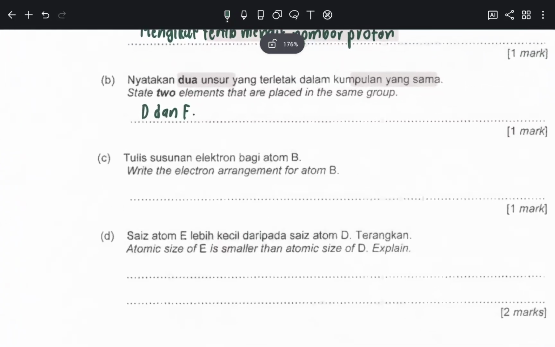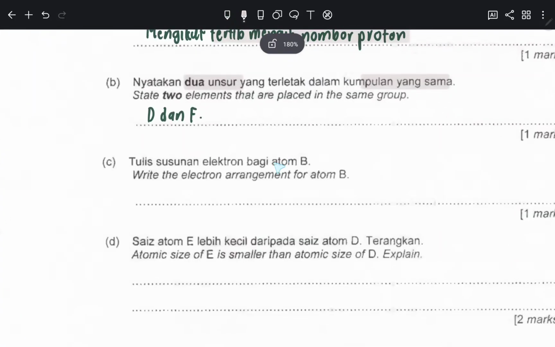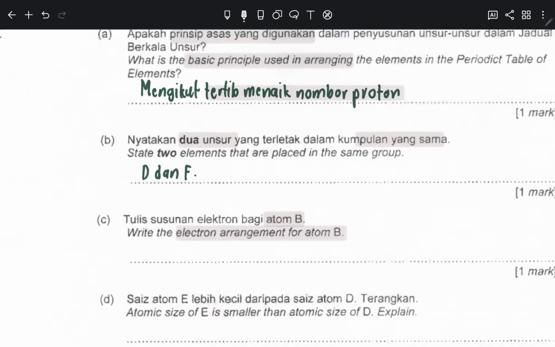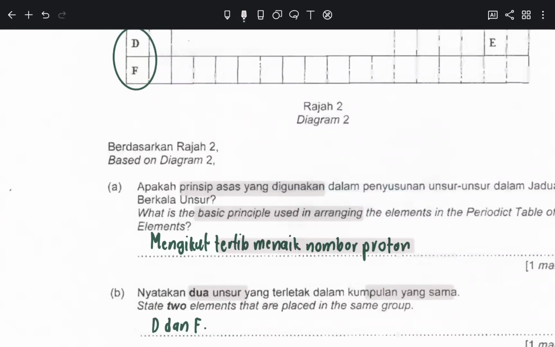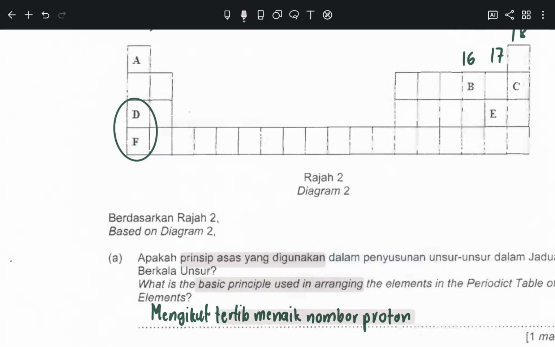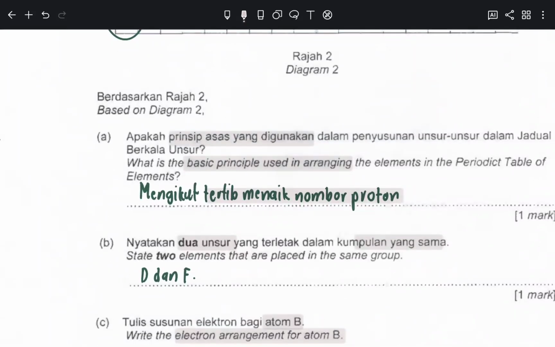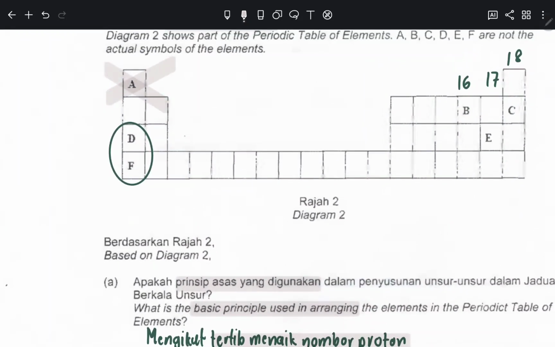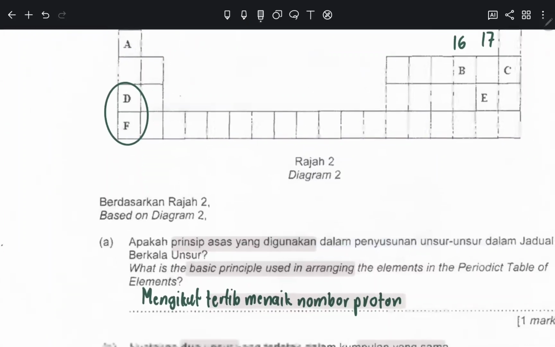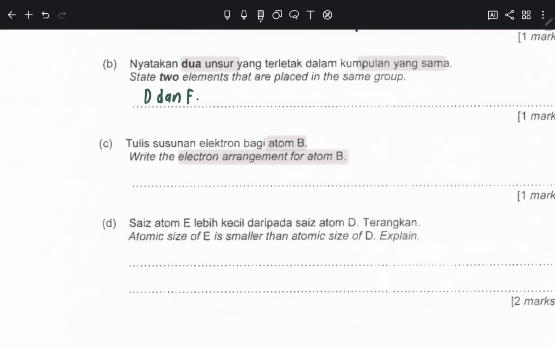Okay, next, tulis susunan elektron bagi atom B. Write the electron arrangement for atom B. For soalan B tadi, I hope you understand the English version pun. If you want to write A, it's not an issue, but the thing is, A is usually hydrogen lah, the first element, and hydrogen is not group 1 actually, because hydrogen is not a metal. So we want to say elements in the same group, and hydrogen is not included in group 1 indeed. So we just take D and F lah. That's why the answer is D and F, no other answers.